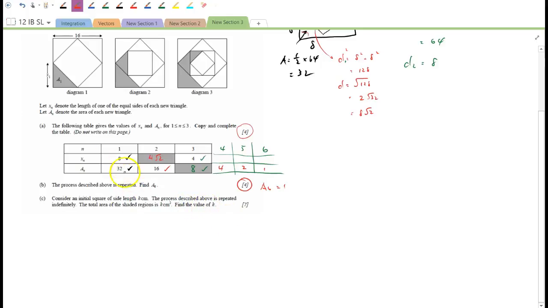Now, I'm thinking this is going to be a pattern that goes through. And it looks to me like we're after the total area of the shaded regions. This plus this plus this plus this. This is a geometric series, and I think that's where it's heading.